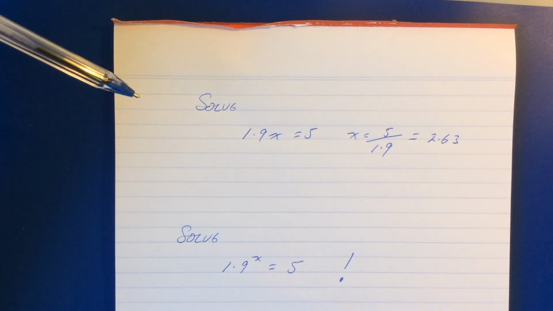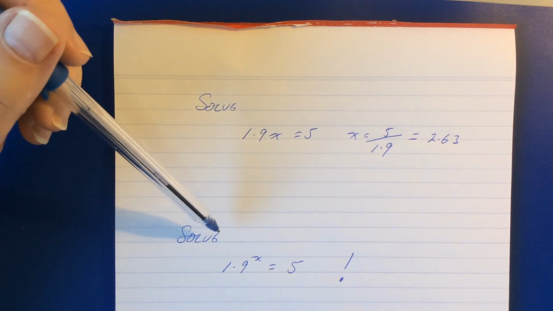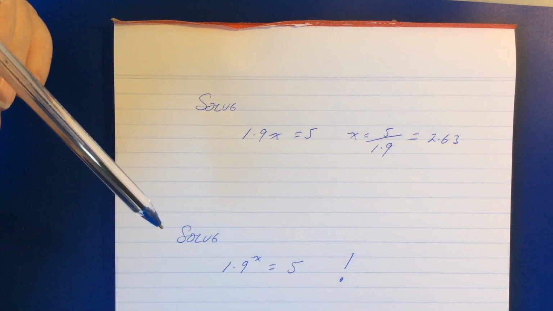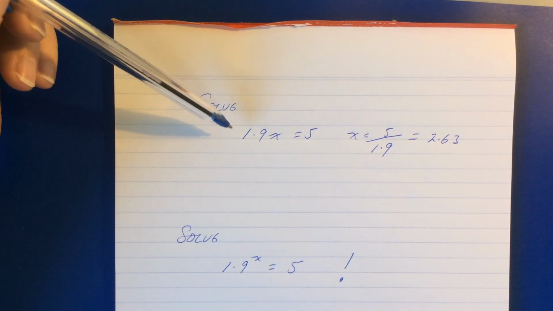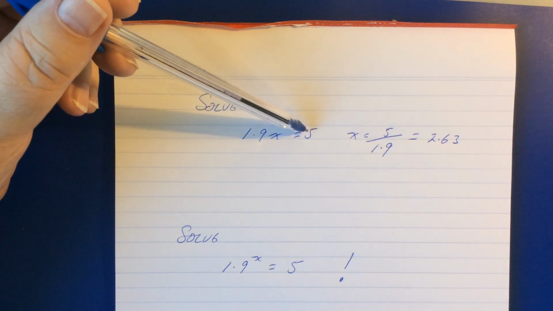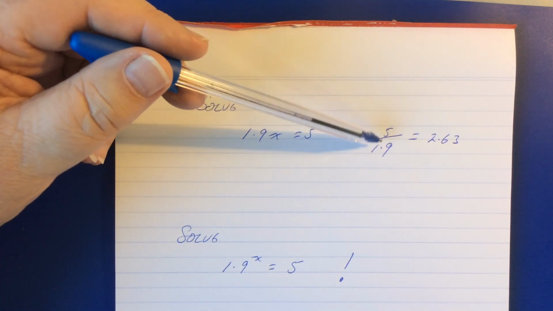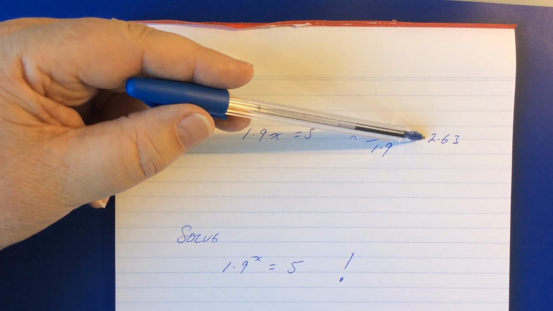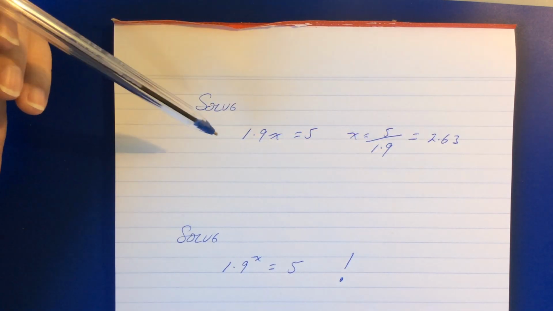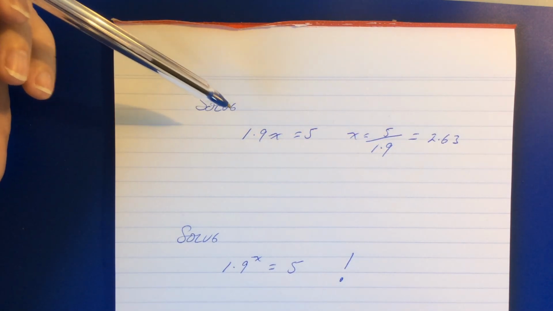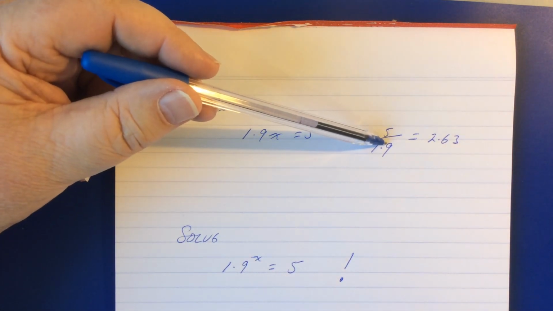And today we're looking at a very easy problem and a problem that may not be so easy. So let's deal with this problem first. 1.9x equals 5. It's a simple rearrangement. Make x the subject. 5 divided by 1.9 is equal to x, so x, according to my calculator, is equal to approximately 2.63. That's not a big deal.